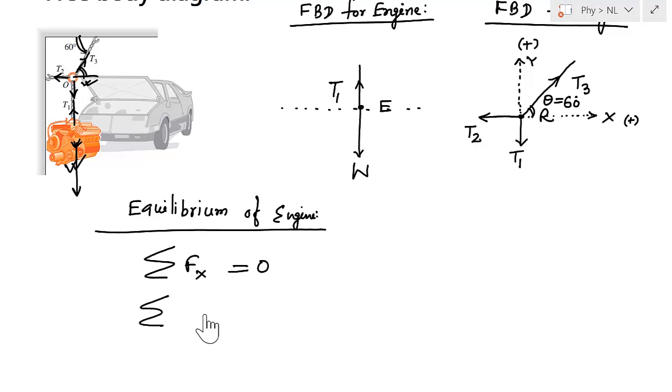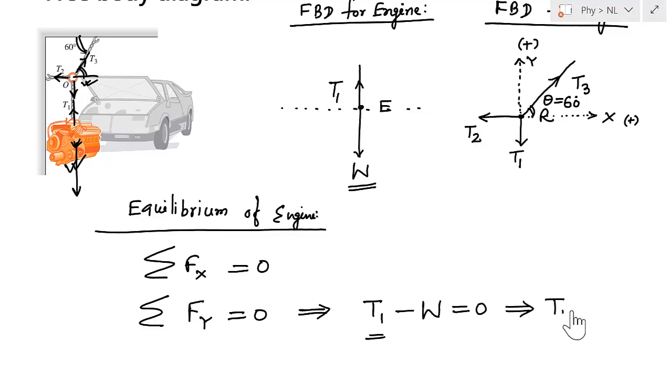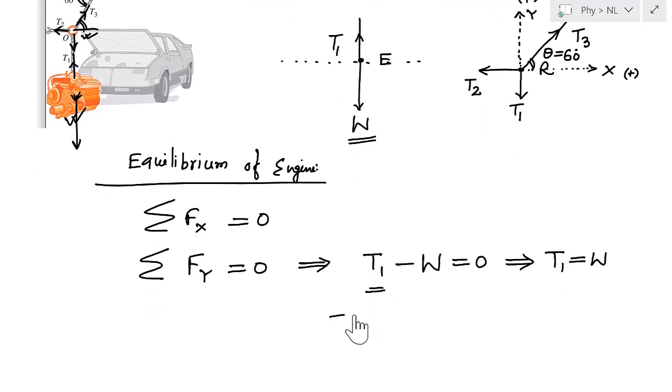Now if I consider the summation of all the forces in the y direction equal to 0, this will give me: in the vertical direction I have a force T1 in the upward direction, that's why we have taken it positive. In the downward direction we have a force W, and that is negative because it is in the downward direction. So this gives me tension T1 is equal to W. So we calculated one part, that is T1 is equal to W.